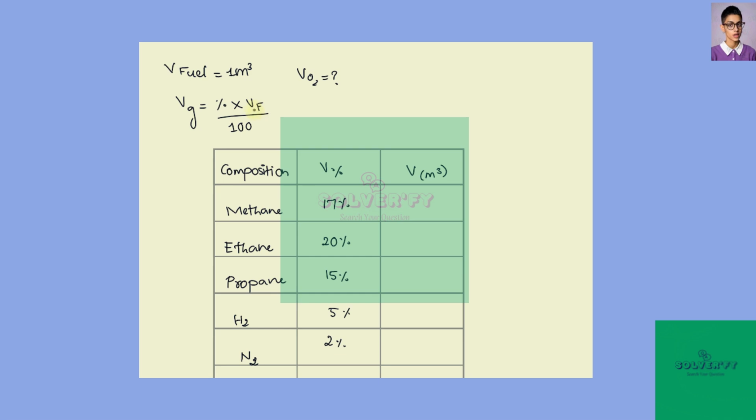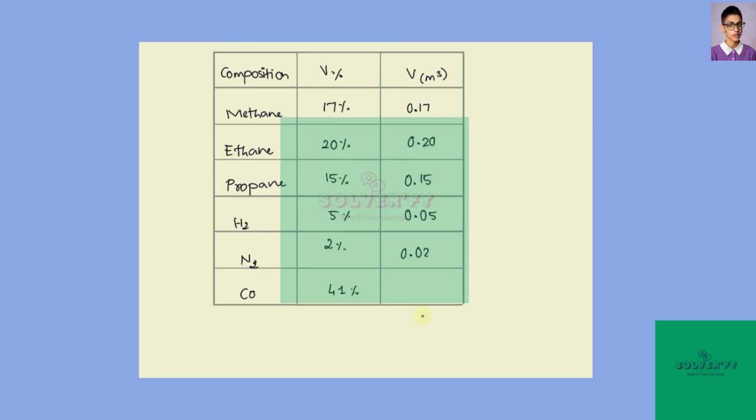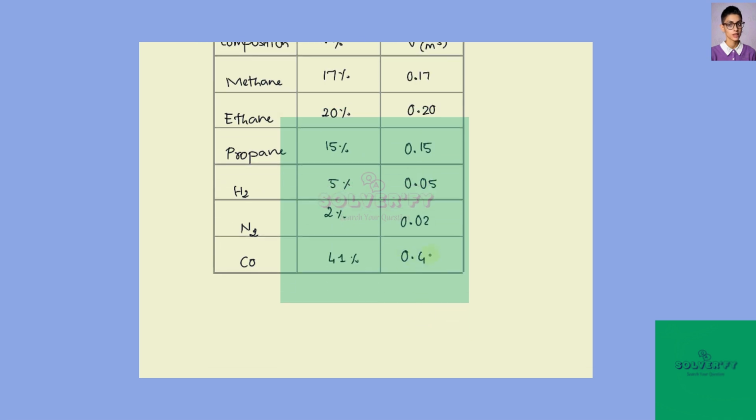For that, the percentage of the gas is multiplied with the volume of the fuel and divided by 100. Substituting the values, the volume percentage of the gas into 1 divided by 100, so this will be equal to volume percentage divided by 100. On solving this, the volume of methane will be equal to 0.17 meter cube, ethane is 0.20 meter cube, propane is 0.15 meter cube, hydrogen is 0.05 meter cube, nitrogen gas is 0.02 meter cube, and carbon monoxide is 0.41 meter cube.